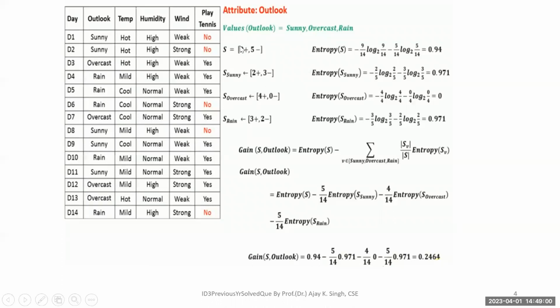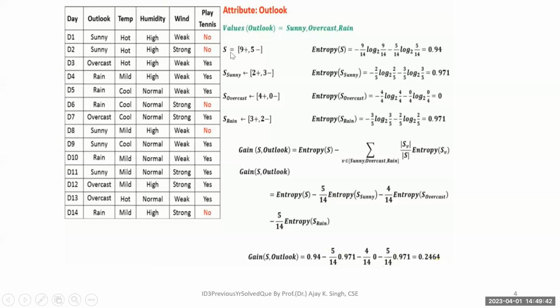Now we are supposed to calculate the entropy. Entropy is nothing but some sort of disorderness. As for example, in chemistry also we have studied entropy. Entropy of gas is more as compared to solid, and entropy of gas is more as compared to liquid. So entropy is disorderness. Here we are going to calculate the disorderness and the gain factor. If the gain is high, then that particular attribute will be taken as the root node, and then we are going to descend in order to create that tree.